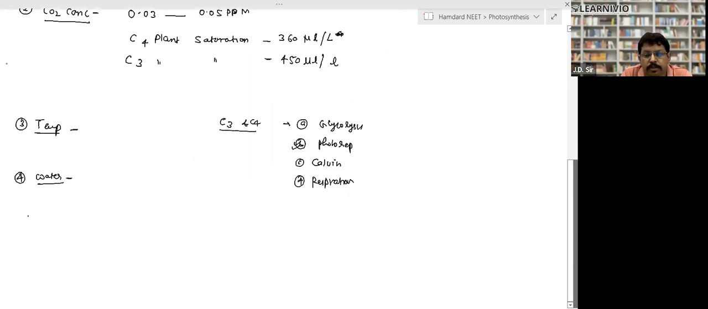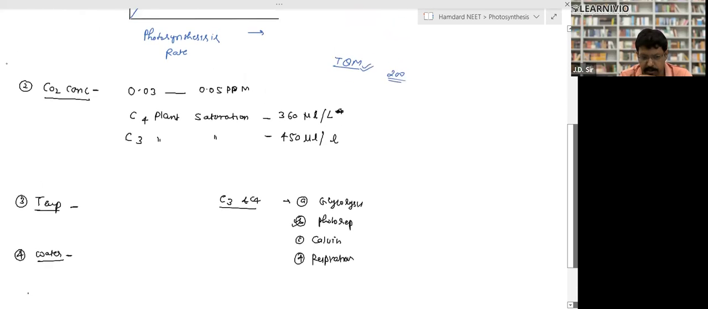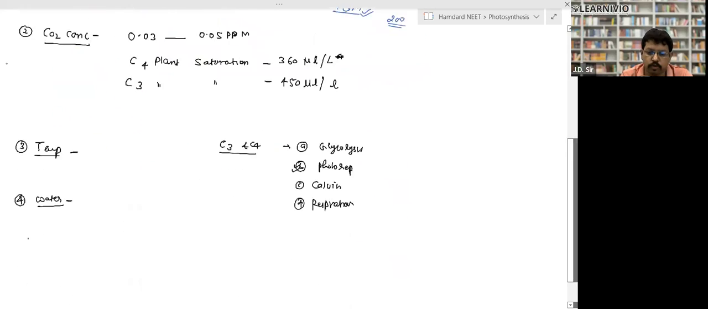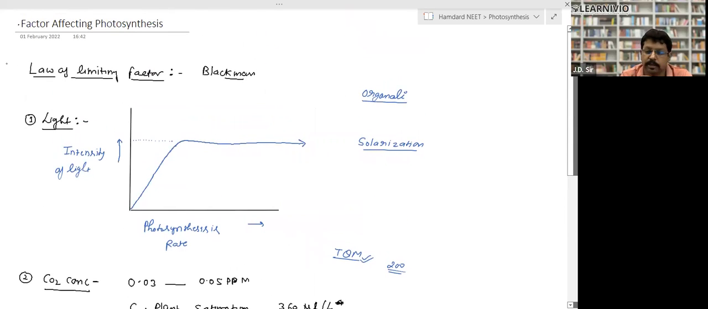The same thing applies to water. Water is a limiting factor. Temperature can be a limiting factor. Generally, CO2 and light are not limiting factors. Yes, but water is a limiting factor. Optimum water is required for photosynthesis. If water scarcity takes place, the rate of photosynthesis will decrease. So these were the factors which affect the rate of photosynthesis. Now you can go through your textbook, and in case you have any query, you can ask me right now.